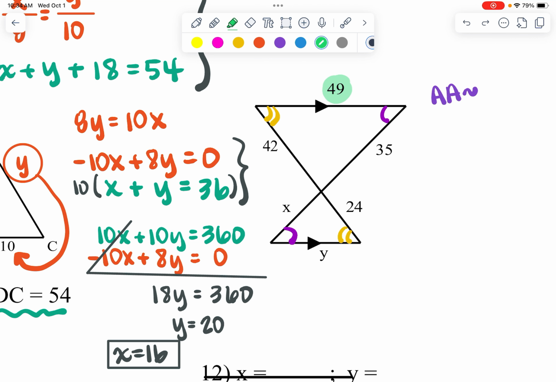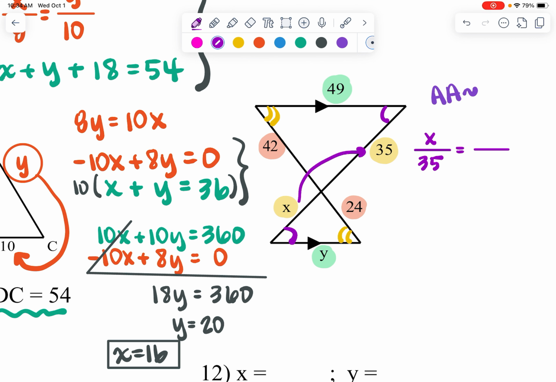So that means, of course, the 49 and the Y correspond to one another, but the 35 corresponds to the X, because if I were to spin it around and rotate it, those would be the two that lie on top of each other. And then the 42 and the 24 correspond. So you just want to use those context clues to make sure you're setting up your proportion correctly. All right, so if I want to solve for X, I know X corresponds to 35. Now that means I went little to big, so I have to go little to big, and I'm going to use 24 over 42 when I set up the other side.